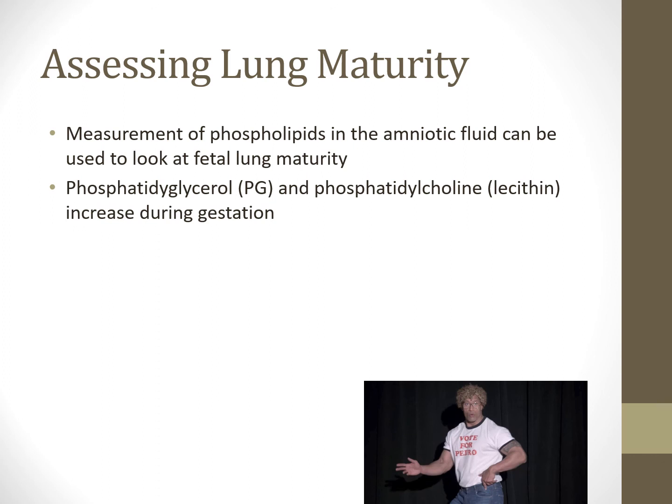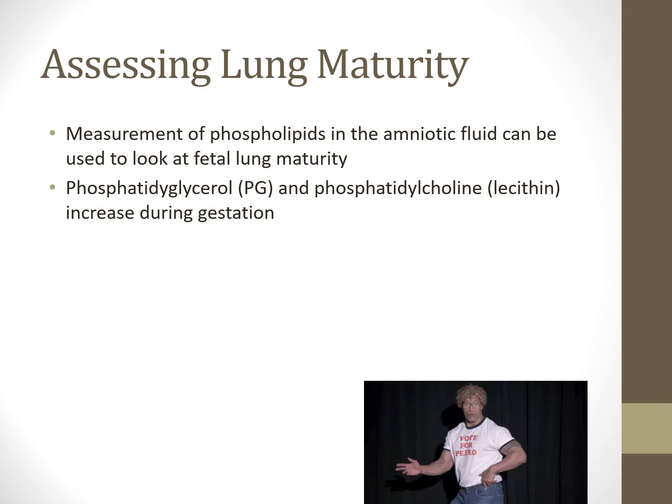We're going to look at something called PG. I'm not going to try to pronounce the whole name, but PG and lecithin increase during gestation. So the more PG or lecithin there is, the more mature their lungs are. Now remember, we can do things during gestation, while the baby is still in mom, to help develop the fetal lungs. If the baby doesn't come early, that's okay. Even though we gave the mom the steroids, or the medicine that helps the lungs mature, no harm, no foul.